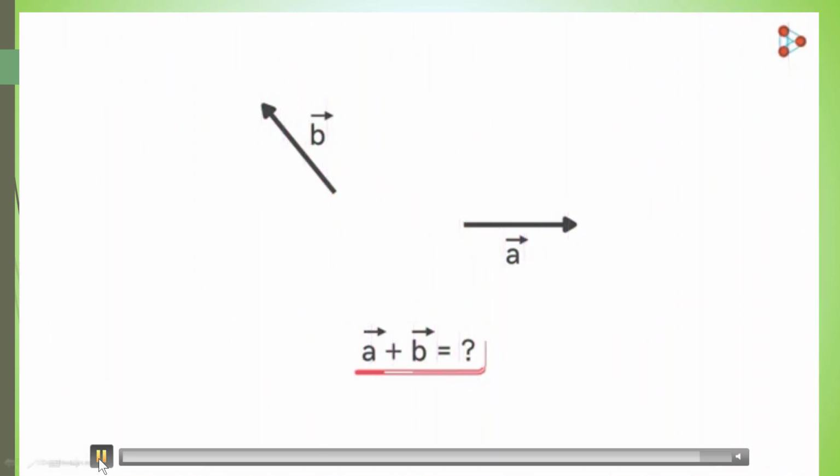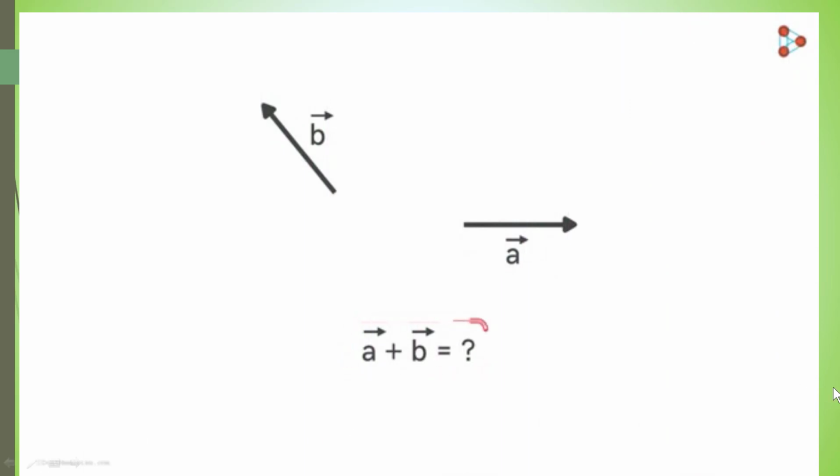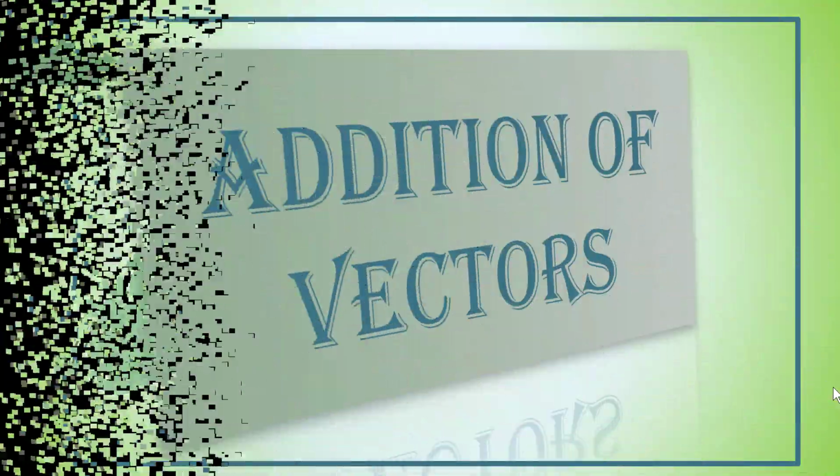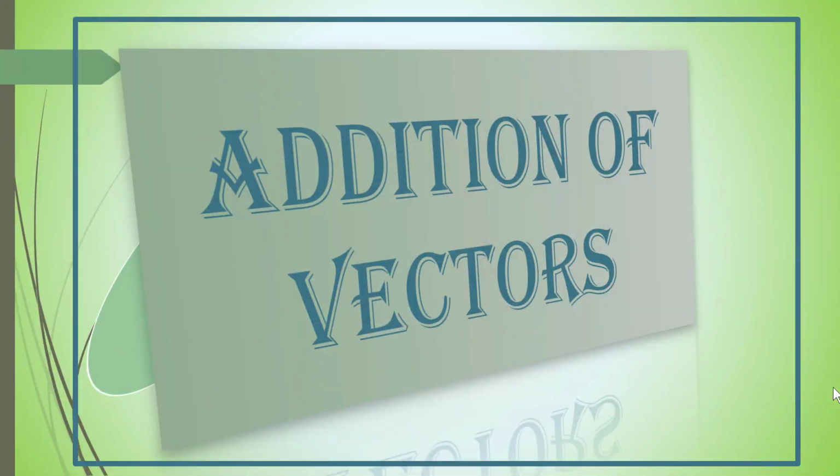So now let's check: if we have two vectors, can we add them? Is it possible to add vectors? We will check this in this lecture. As we have already discussed, addition of vectors is not possible by ordinary algebra. We cannot use simple rules for the addition of vectors, so we have to follow some specific rules, which we will discuss in this lecture.